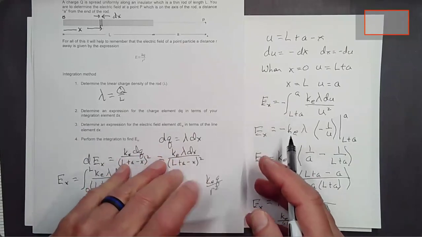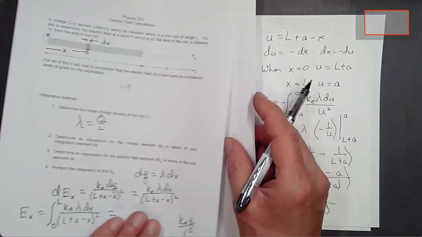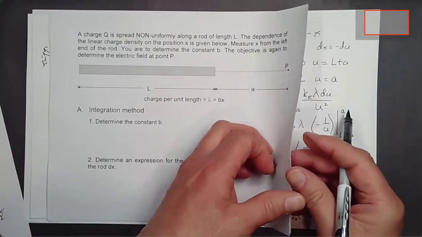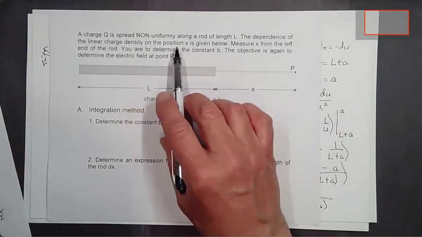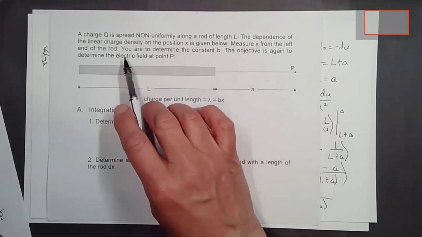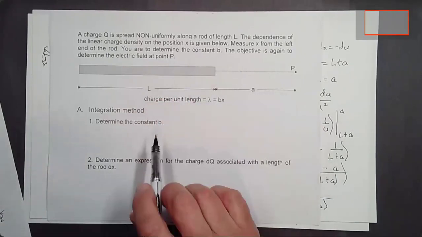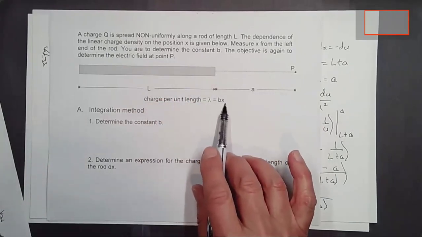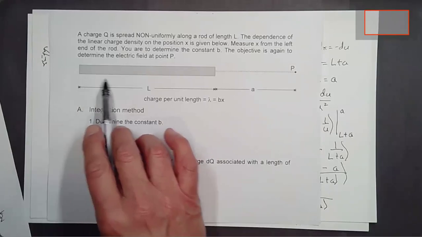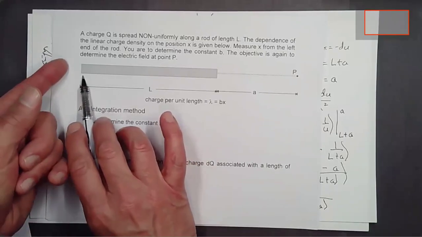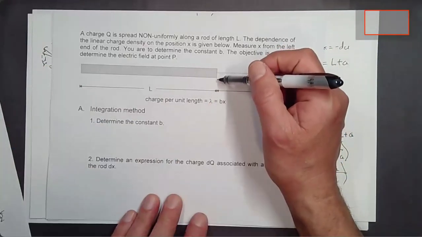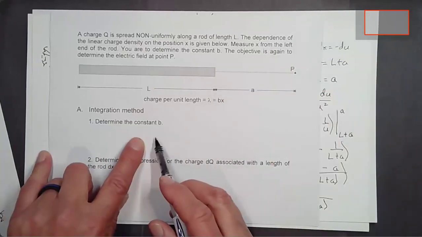Okay, let's try another one to see how these things go. This one's similar, I guess, except now we have the charges spread non-uniformly along a rod of length L, and the dependence of the linear charge density on the position x is given below. It's actually equal to Bx, so that there is no charge right here at the left end, or the charge density is 0 here, but it increases linearly as we go along here. And by the time you get up to here, it's BL. And they say determine the constant B.